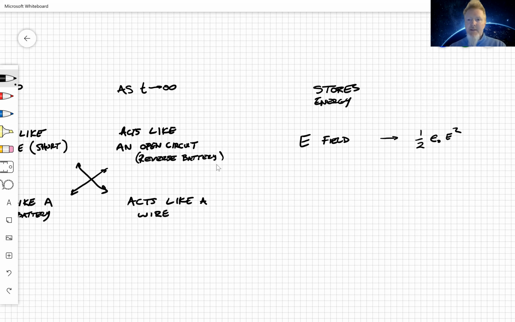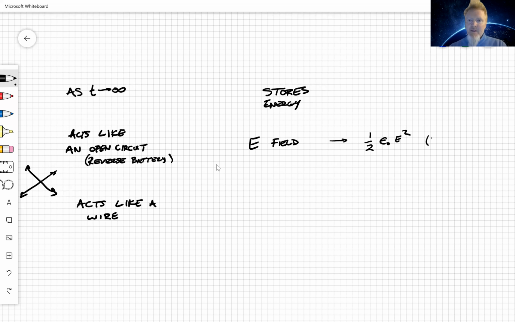Inside a parallel plate. Let's see. Okay, that's energy density. All right, you probably remember that.